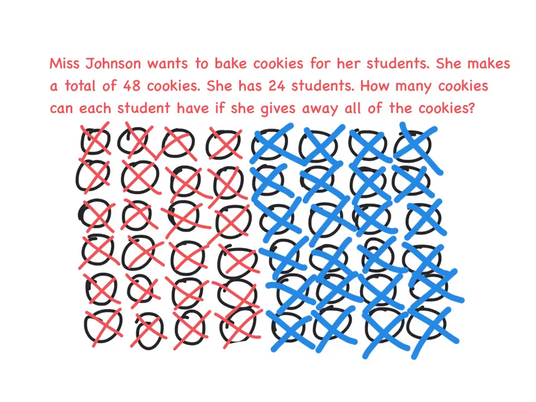The next story problem is: Miss Johnson wants to bake cookies for her students. She makes a total of 48 cookies. She has 24 students. How many cookies can each student have if she gives away all of the cookies? I drew out 48 circles to represent the 48 cookies. I then used a red marker to X off cookies enough for each student to have one. So I marked off 24. I then used a blue marker to mark off another 24. I could not go any further.